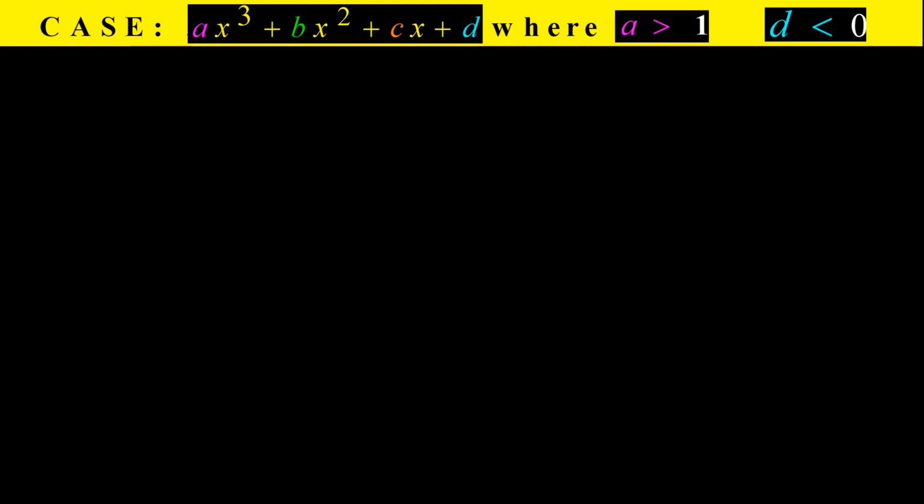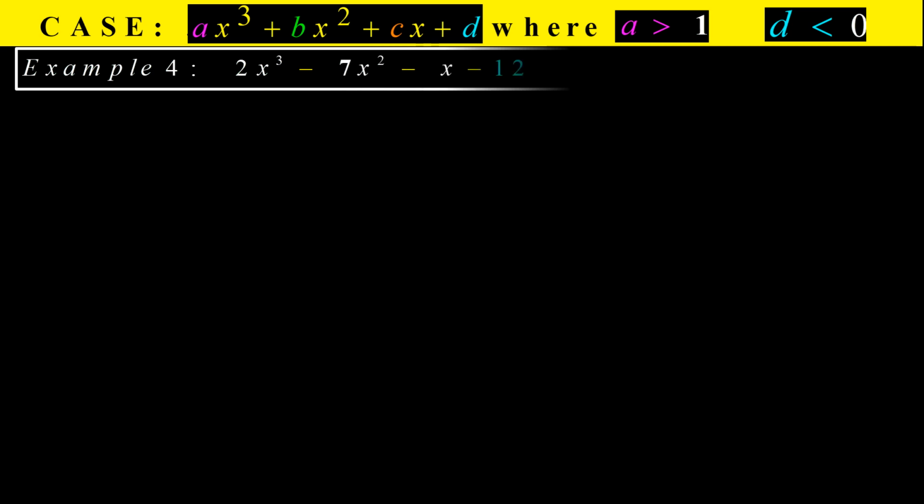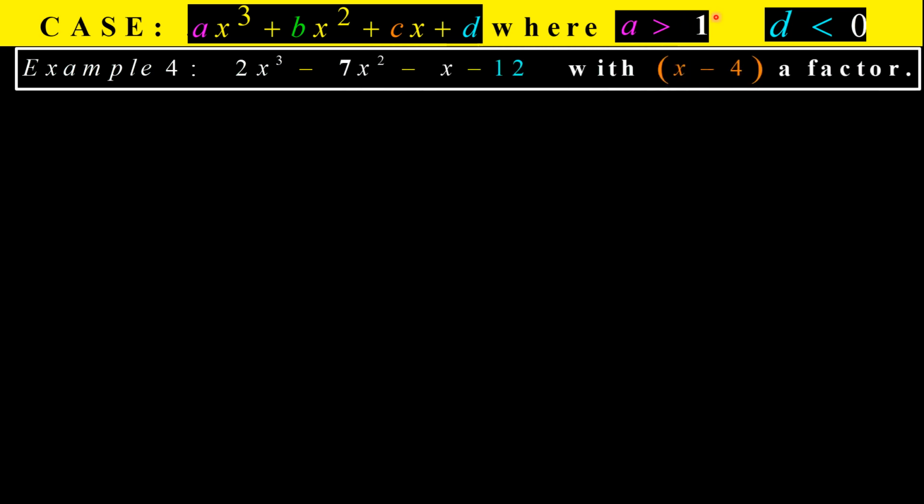Well, let's consider an example here where I've got the a value greater than 1. 2x cubed minus 7x squared minus x, and I even have a constant of negative 12. And here I've got a factor with a negative constant of negative 4. Okay. Let's take my expression, that's 2x cubed minus 7x squared minus x plus 12 to the minus 12.